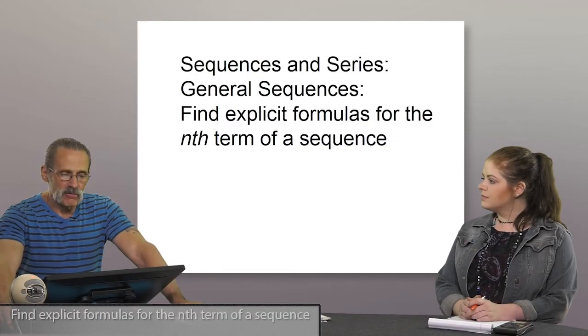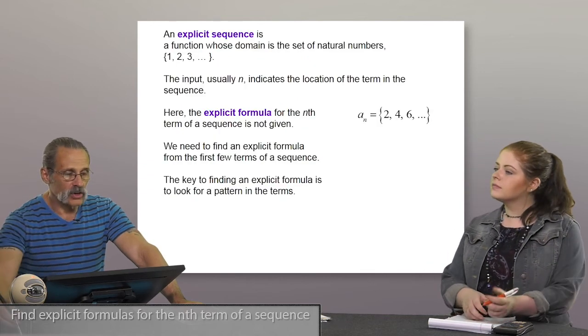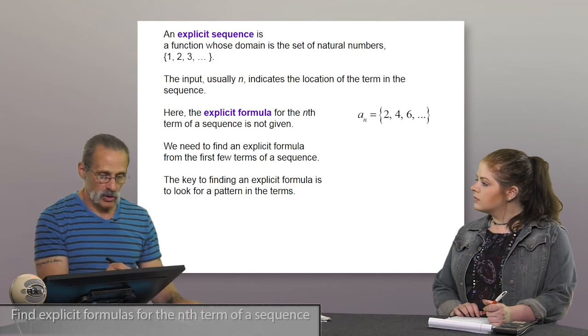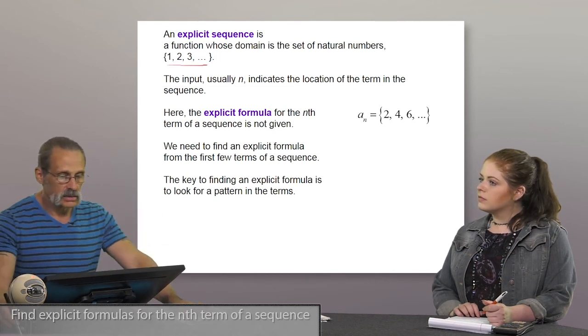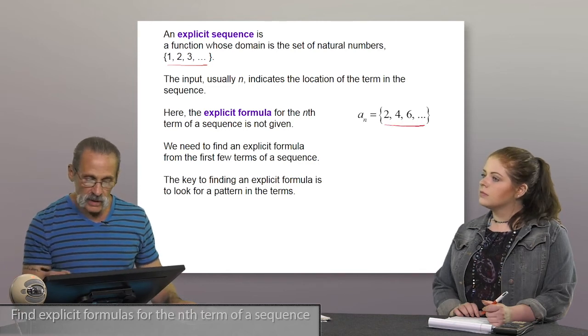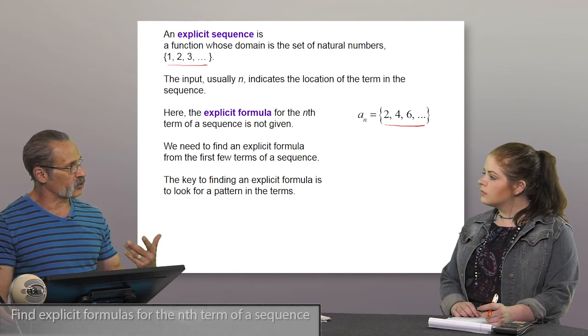Find explicit formulas for the nth term of a sequence. What we're going to do is take a sequence, which we know is a function. The domain is the natural numbers, 1, 2, 3, and so on. And we're going to see if we can start with the terms and end up with the actual formula, the explicit formula that would generate the terms.